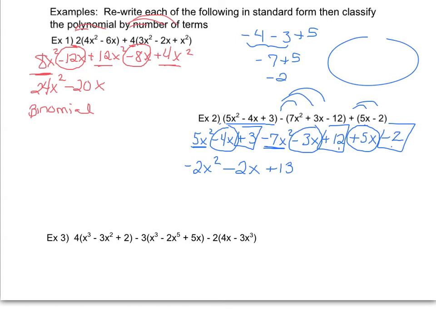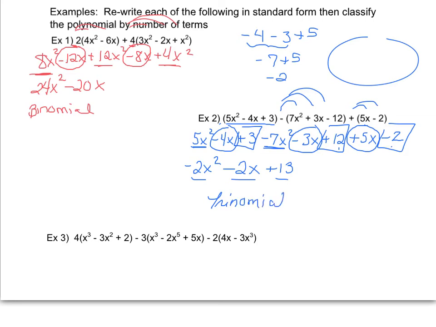I check to make sure I'm in standard form, and I see that my exponents are 2, 1, and then no variables, so I am in standard form, so I'm ready to classify because I can no longer combine anything. I have 1, 2, 3 terms, so I'm going to go ahead and call this a trinomial.